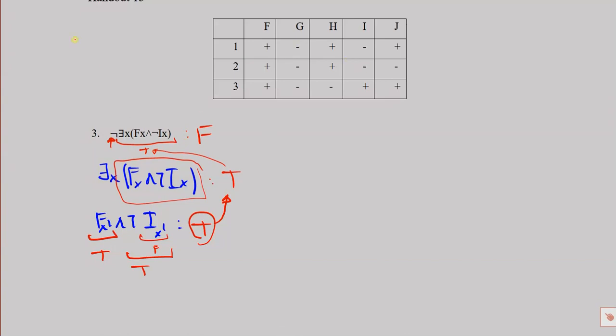So don't make the mistake of trying to treat this whole thing as existential. Here is a mistake that some people might make. It's a mistake to do this. Let's say you do this. You say, well, I want to know whether this is true, so I want to know whether there is something that satisfies this. For example, whether object 1 satisfies this.